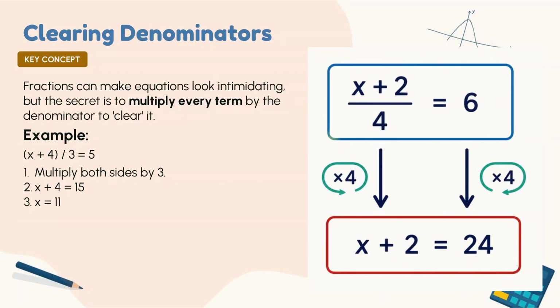Fractions can make equations look intimidating, but the main strategy is to clear the denominator. That means we multiply every term by the denominator. For example, (x plus 4) over 3 equals 5. To get rid of the denominator 3, multiply both sides by 3. That leaves x plus 4 equals 15. Then subtract 4 from both sides, so x equals 11. The important point is this. If you multiply one side by the denominator, you must multiply the whole other side too.